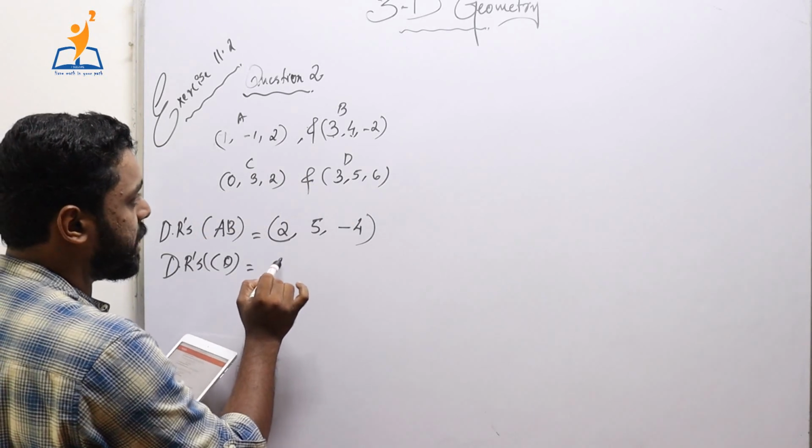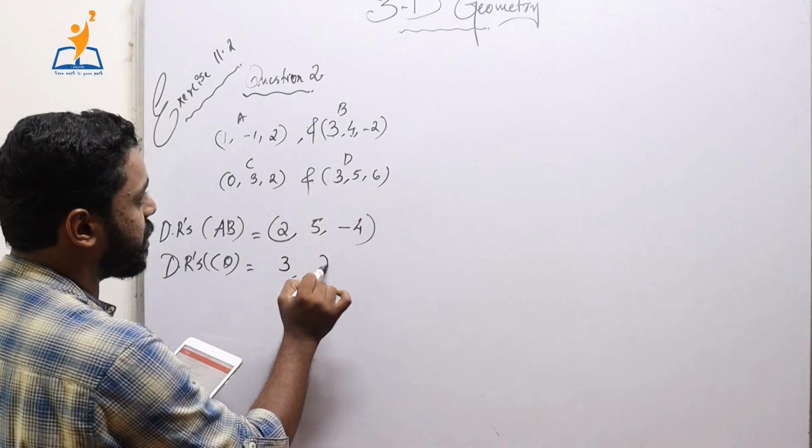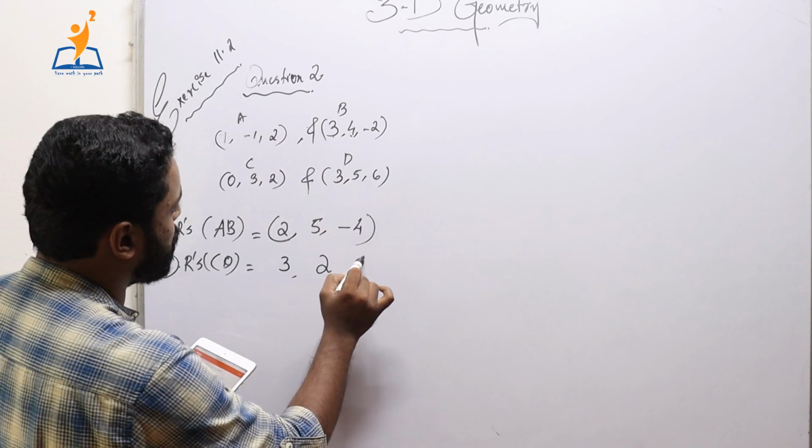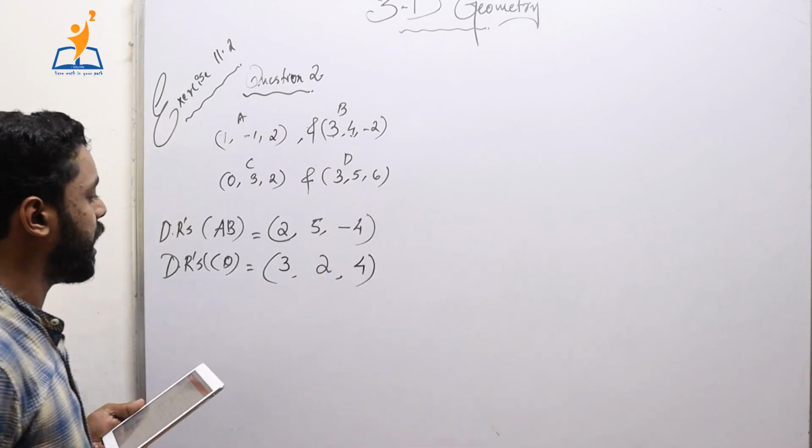3 minus 0, which is 3. 5 minus 3, which is 2. 6 minus 2, which is 4. So these are the direction ratios of the line CD.